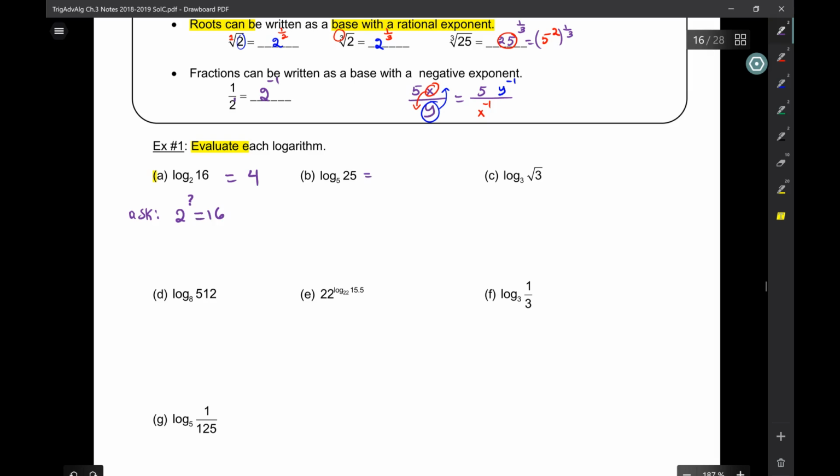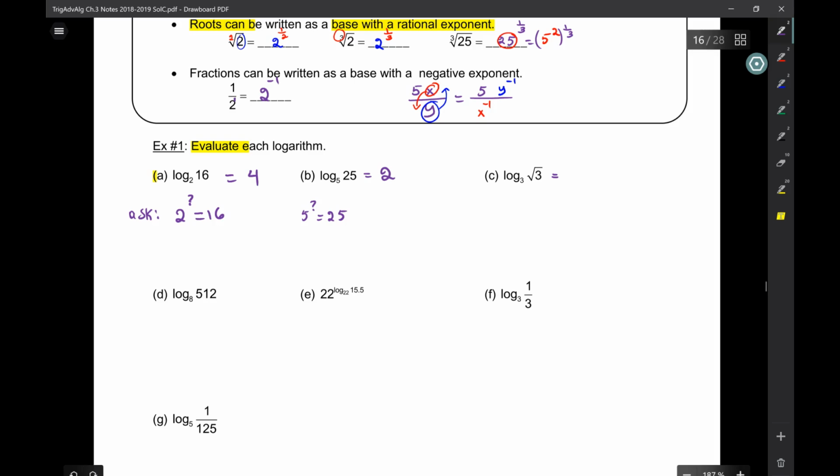5. You need the exponent. 5 to the what equals 25? 5 squared. 5 squared is 25. So you don't write 5 squared, you just write 2. Remember, what's a logarithm? An exponent. So you just write the exponent.